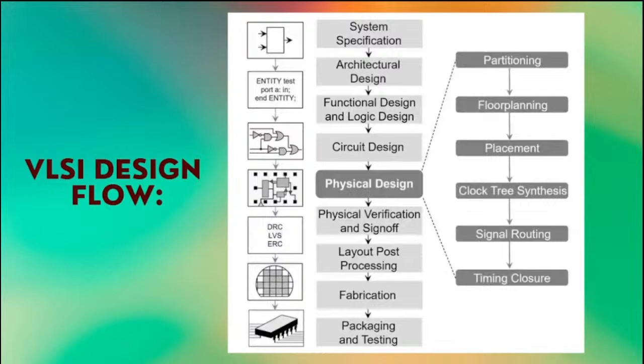So these are the specifications we need to decide, and then we have to make one block diagram, and that block diagram must be small, very small in size. The block diagram will give the architecture of the IC. So I will show it in upcoming slides. And then architectural design, and then functional design and logical design.